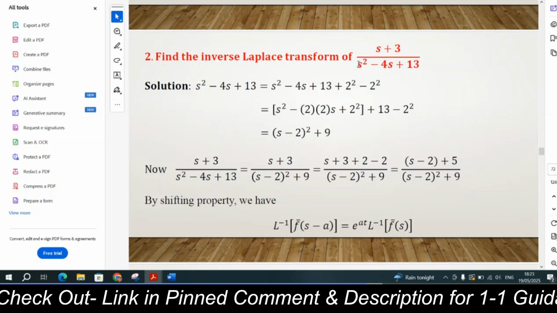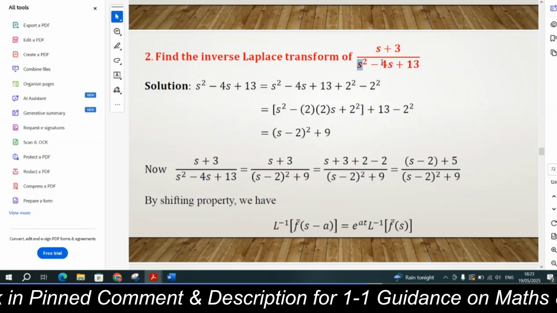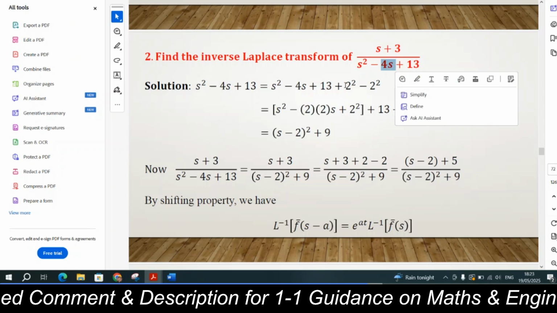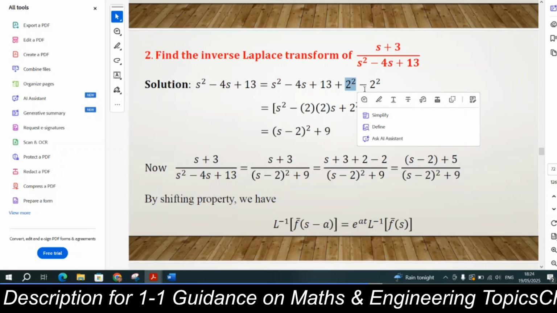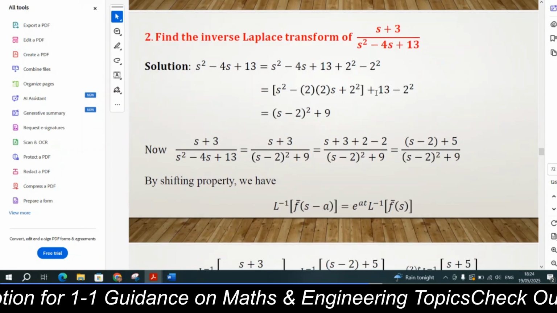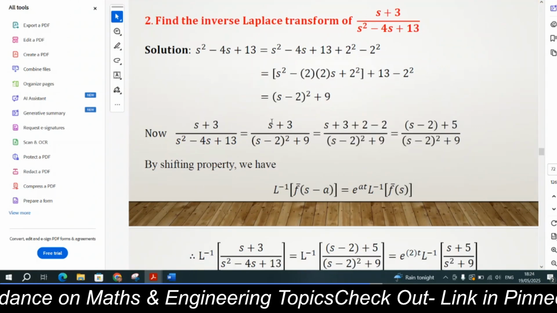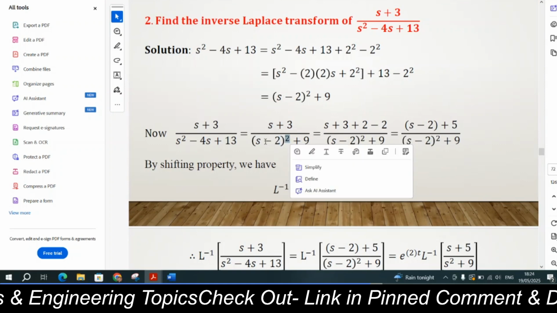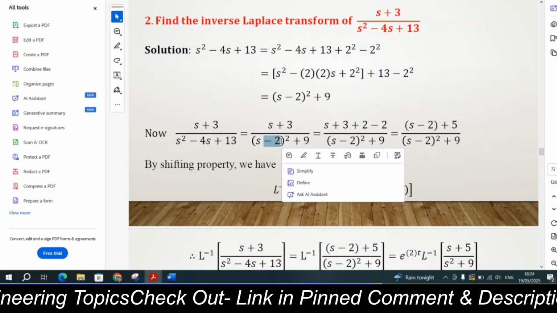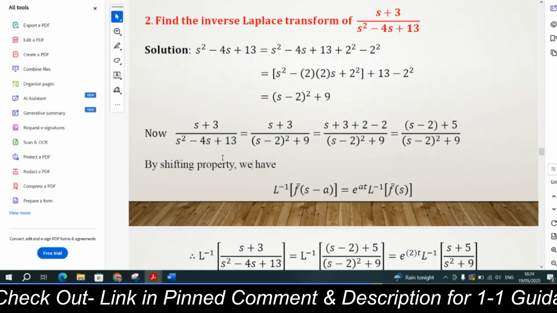Anyways, inverse Laplace of s plus 3 upon s square minus 4s plus 13. Now over here, s square minus 4s plus 13. What they have done is they have tried to convert this into a complete square. With the 4s, I need a plus 4 to complete the square. So plus 4, minus 4, and therefore you are left with s minus 2 the whole square plus 9.